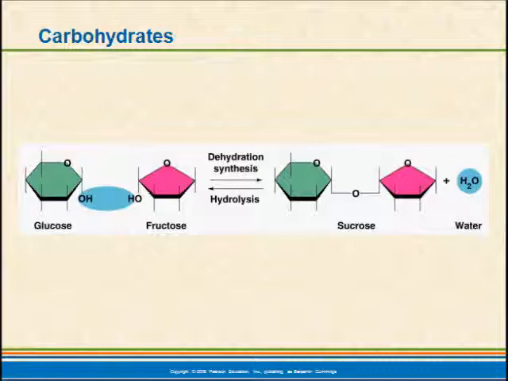Some of the disaccharides that we have: we can combine two simple sugars like glucose and fructose, and we end up getting sucrose. And again, we do this by adding or subtracting water. So if we want to put two monosaccharides together, we just take a water molecule out and we end up with this disaccharide.